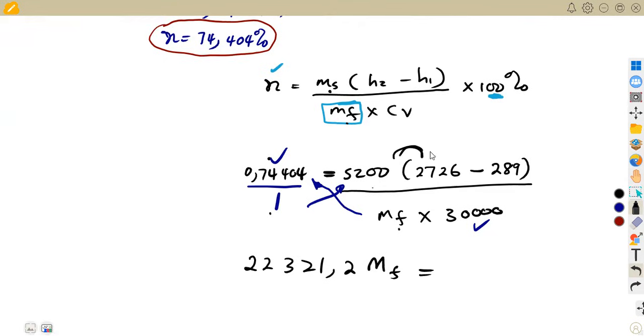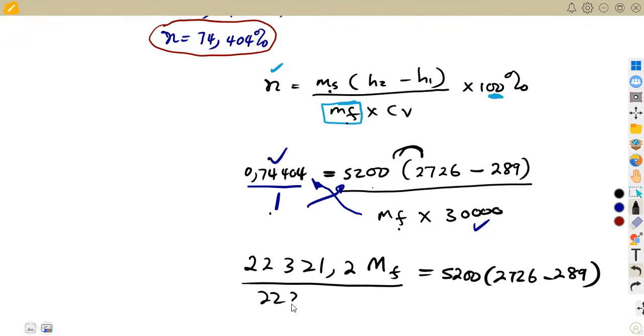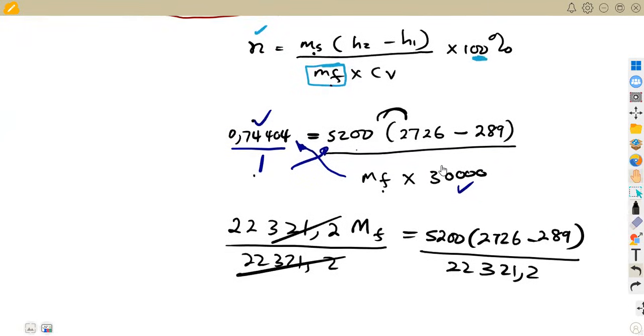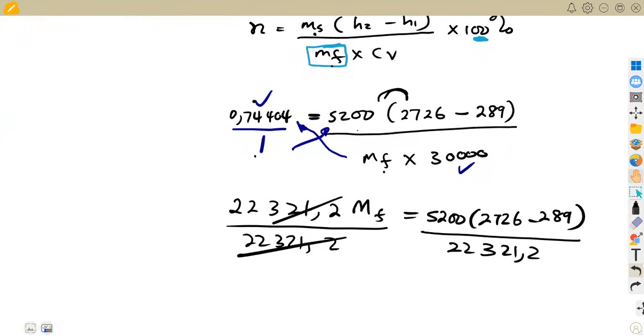So the bracket is going to expand everything here, or just leave it like that. If you do not want to expand the bracket, just leave it as 5,200 into 2726 minus 289. All right, so to find the mass of fuel, you're going to divide this side by 22321.2. Divide also this side by 22321.2, so this is going to cancel. We have got the mass of fuel in this case at the new conditions.